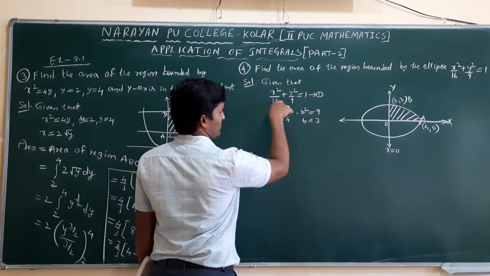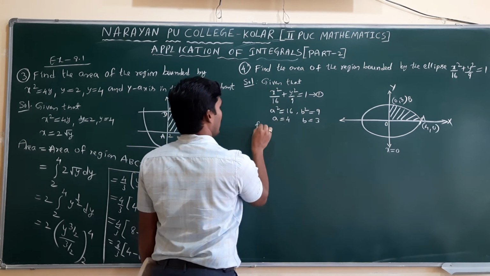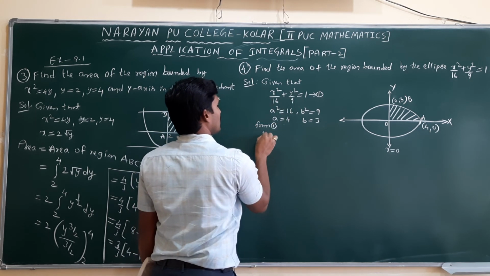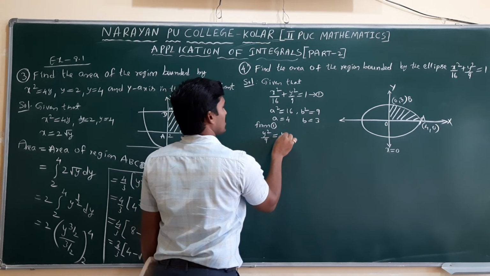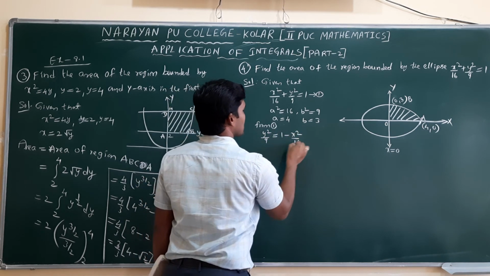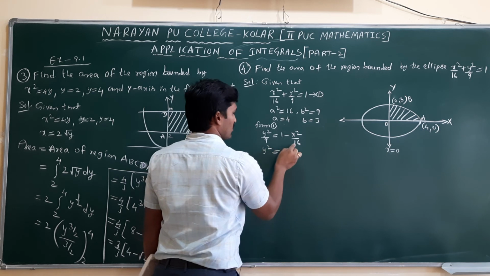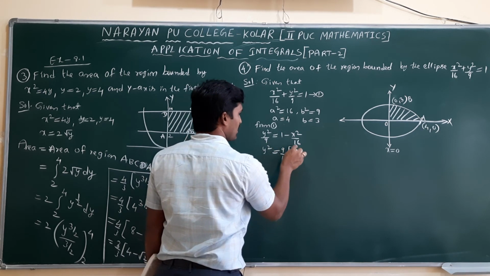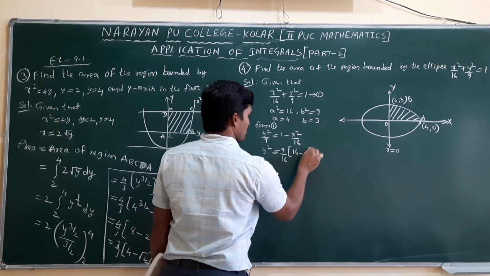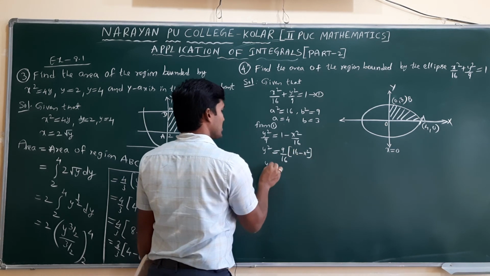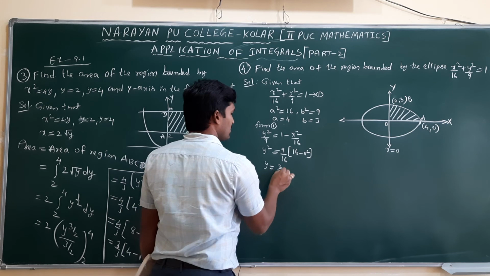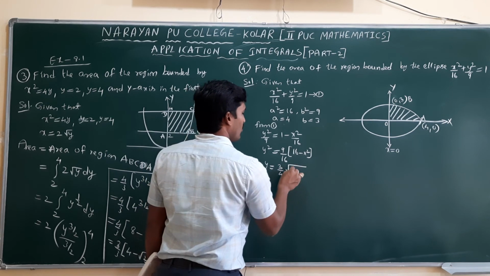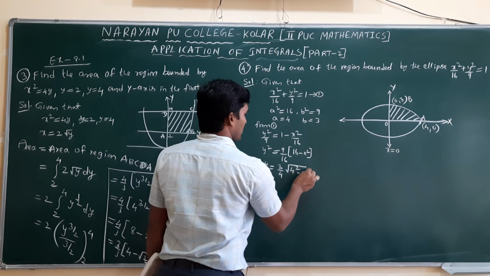Now for that we need to find y in terms of x. From equation 1, y square by 9 equals 1 minus x square by 16. Y square equals, take the LCM, 9 will cross multiply, 9 by 16, remaining 16 minus x square. Now y is equal to, applying the root, what will we get? 3 by 4 into root of 16, you can write 4 square minus x square.